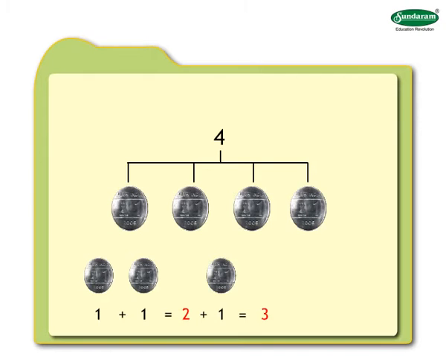So, let's add one more 1 rupee coin. That is 3 plus 1 is equal to 4. So, we have 1 plus 1 plus 1 plus 1 is equal to 4. We had to take 4 1 rupee coins, equal in value to 2 2 rupee notes. Hence, answer is 2 2 rupee notes is equal to 4 1 rupee coins.